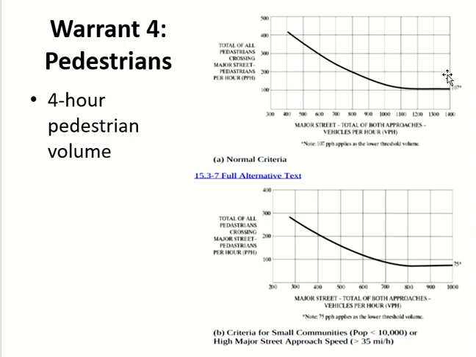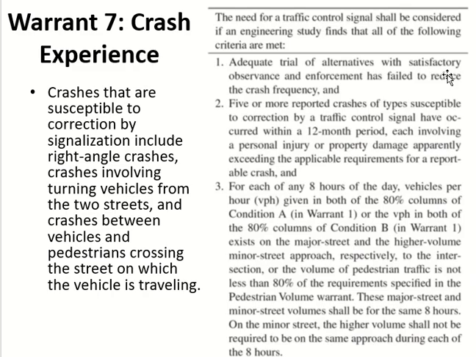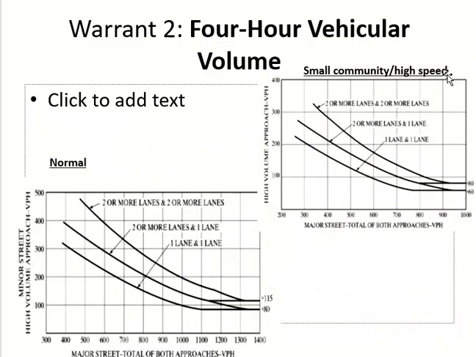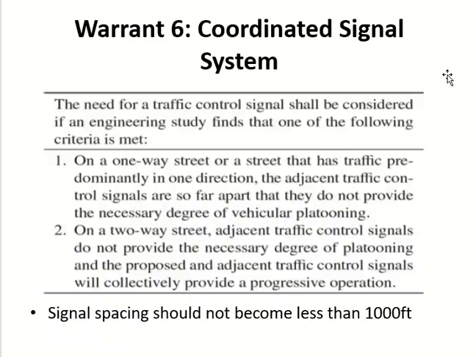What else? Okay, what's the third condition? We are saying what? All of the following are met. Okay. So what's the third condition? For each of any 8 hours a day, vehicles per hour given in both 80% of the column point A or in both 80% of the column in B. Okay, so the third condition is that you meet the 80% criteria for warrant 1. What was the 80% criteria? Now, do I need to check it? No. Because I met what? 100%. So why should I check? Okay.